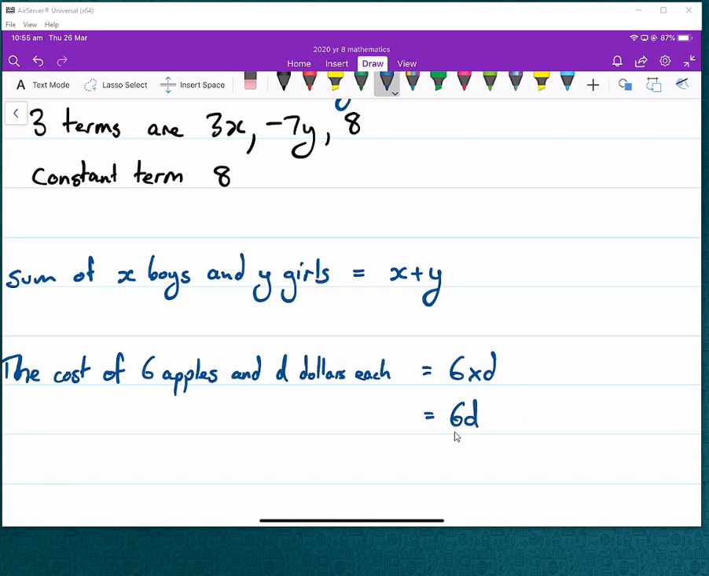So this means 6 times D. So just say the apple was $1, then it would be 6 times 1, so it would be $6 for the total cost. If the apples were $1.50, then it would be 6 times $1.50, which is $9 as the total cost. So we are looking at expressions like that.